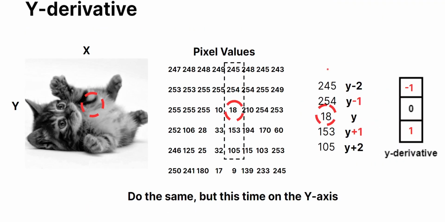It's going to be the same case for the y derivative, but now instead of doing the x direction, we're going to do it in the y direction. So here's the point that we are assessing, number 18. We just need to measure it with the neighbors: 245, 254, 153, and 105. We also apply the central difference, and that will result in the y derivative right here.